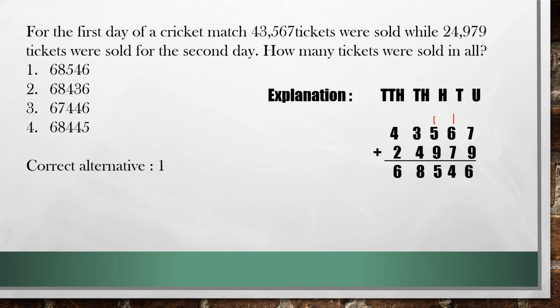Now 5 plus 1 is 6, 6 plus 9 is 15. Okay, so 5 is written below and 1 you carry. 3 plus 1 is 4 and 4 plus 4 is 8. Okay, so nothing to carry. 4 plus 2 is 6. So you've got the answer. So where is 68,000? It is in option number 1 and 4. Going ahead we'll see 546. Where is it? It is in option number 1. So the correct alternative is 1. I hope this is also clear.